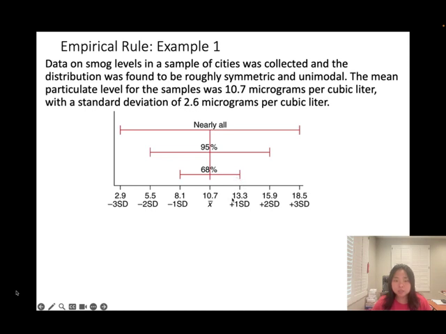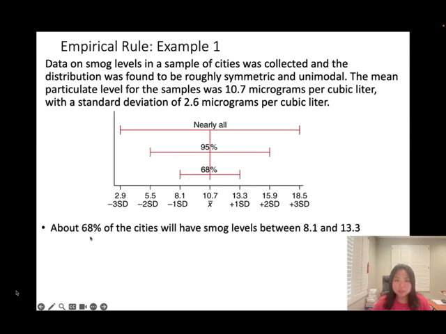So how can we get this? That will be 10.7 plus 2.6, which is going to be 13.3. And then the mean, 10.7, minus 1 standard deviation, which is going to be 8.1. So within this part of the data, according to the empirical rule, 68% of the data will be within 1 standard deviation. So we could draw the conclusion: about 68% of the cities will have a smoke level between 8.1 and 13.3.